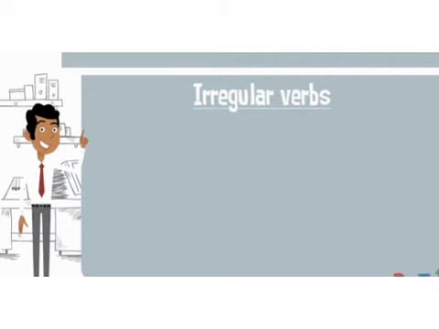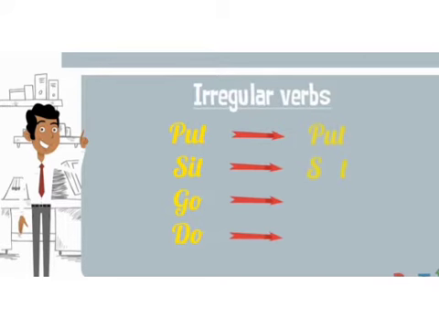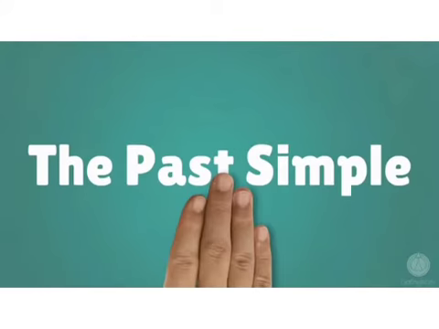Let's see what happens for the irregular verbs. For example, put. So what will be the answer for put? Yes, it is put and not putted. You should not use ed. For sit, the past verb is sat. For go, yes, you are right, went. And for do, yes, of course, again you are right, it's did.